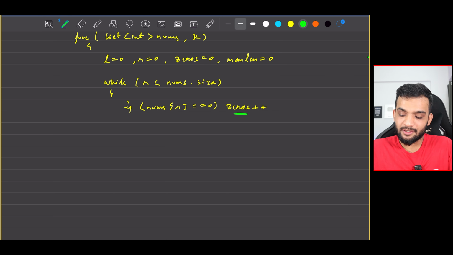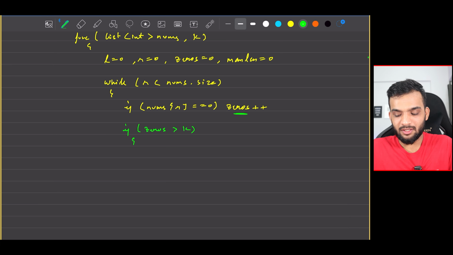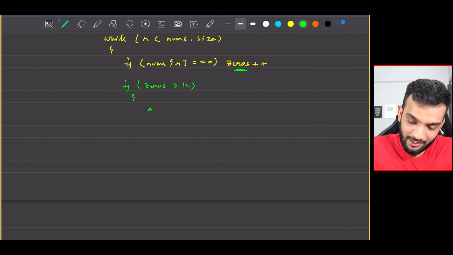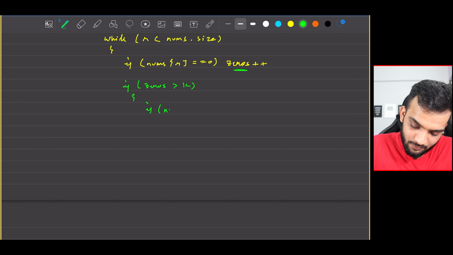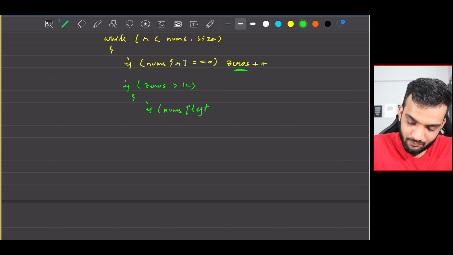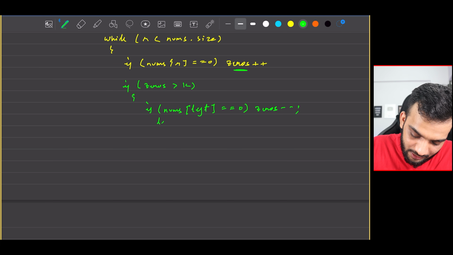If the zeros have exceeded k, I know one thing. I'll have to take it down from L. So I'll be like, if nums of left is equal to 0, I will be trimming down, zeros minus minus. And it doesn't matter if it got trimmed or not, I will be moving the left.